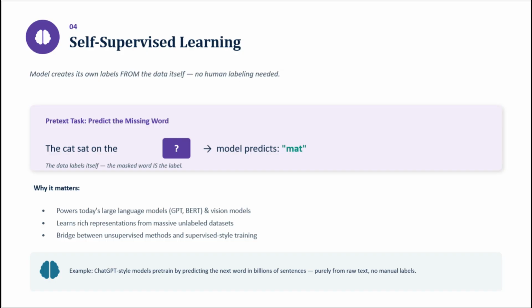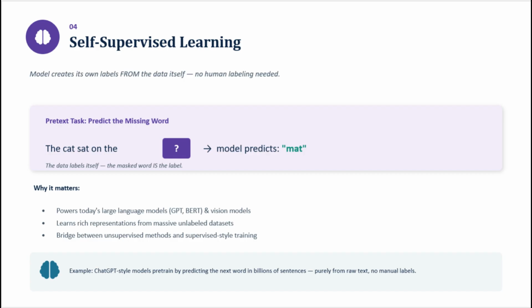Now let's move to one of the most exciting topics in modern AI, self-supervised learning. This is the technology behind models like ChatGPT, GPT, and BERT. The interesting part is that humans don't create the labels. The data creates its own labels.